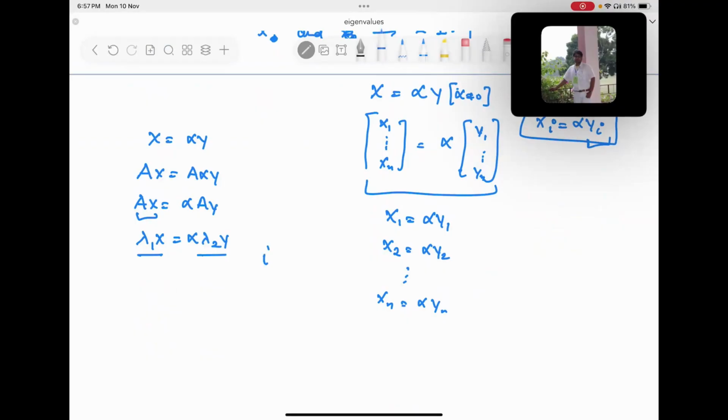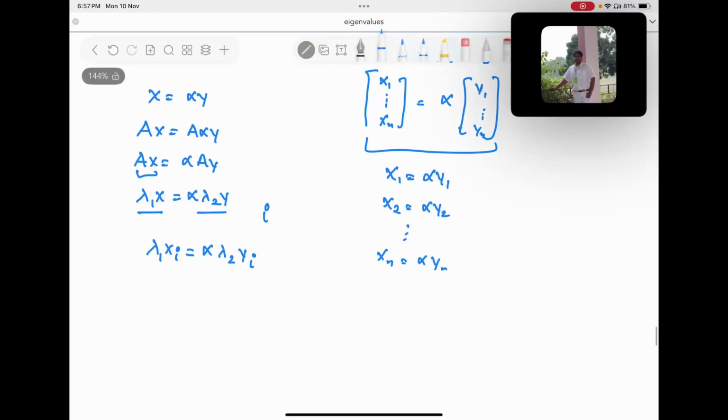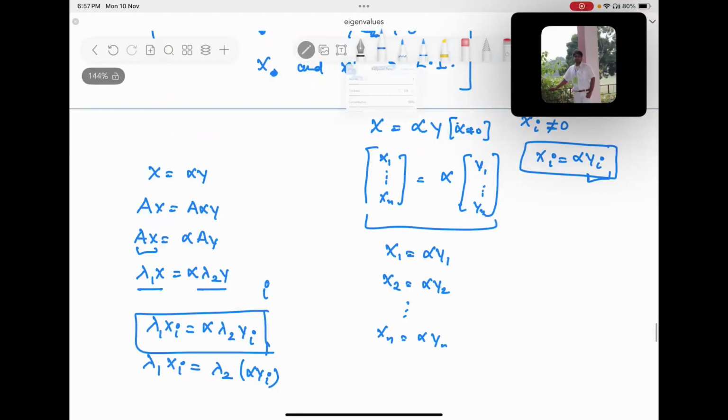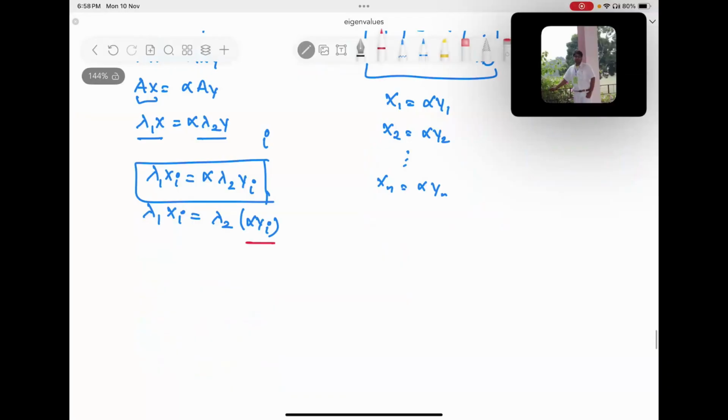For the i-th entry, lambda 1 xi is equal to alpha lambda 2 yi. Okay, so lambda 1 xi is equal to lambda 2 alpha yi. This is true for all i. So we are taking this special case where xi is equal to alpha yi and all these three are non-zero. So in this case, this one is equal to this one and both are non-zero.